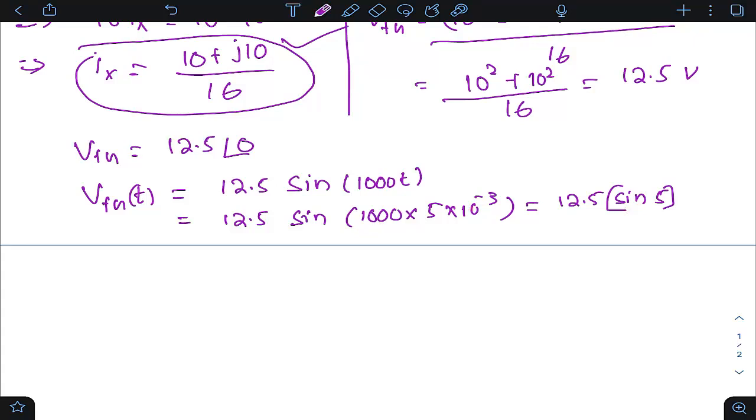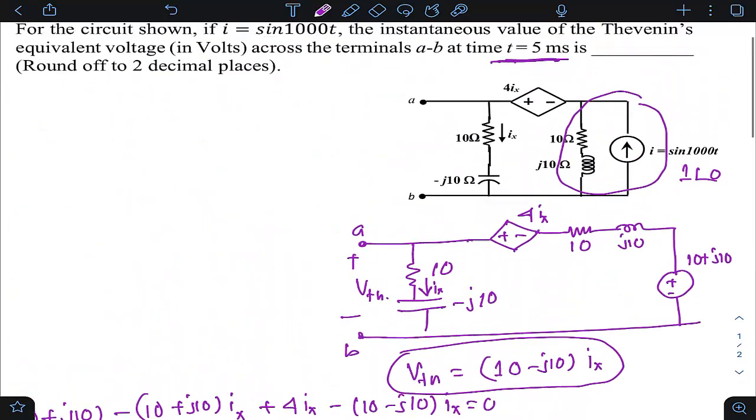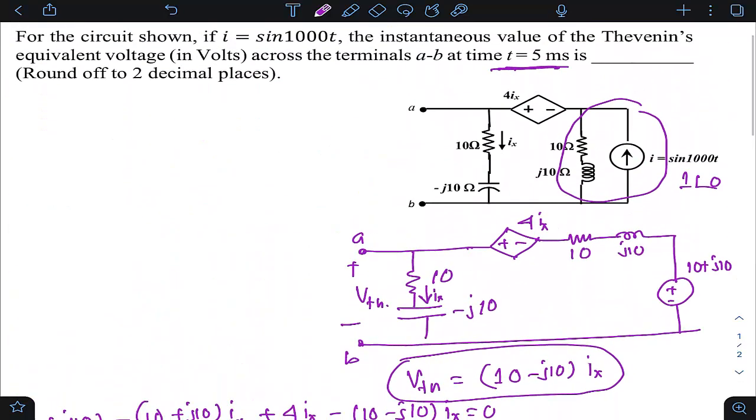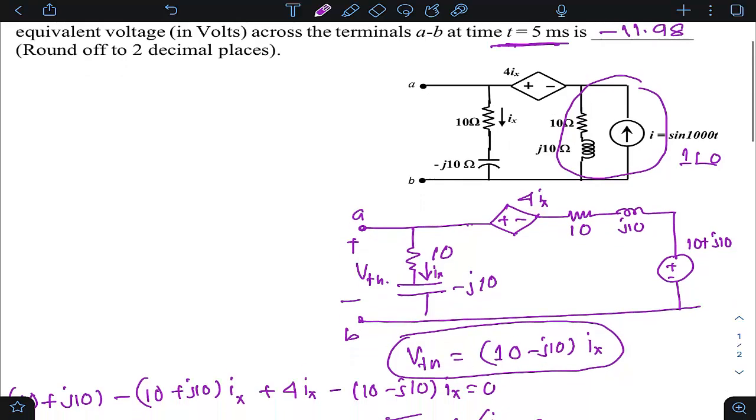So if you check, this is 12.5 and sine 5, if you put in the radian mode, this is minus 0.958. And if you multiply this, this is coming as minus 11.98 volts. So the Thevenin equivalent voltage across AB at t equals to 5 millisecond is minus 11.98 volts.